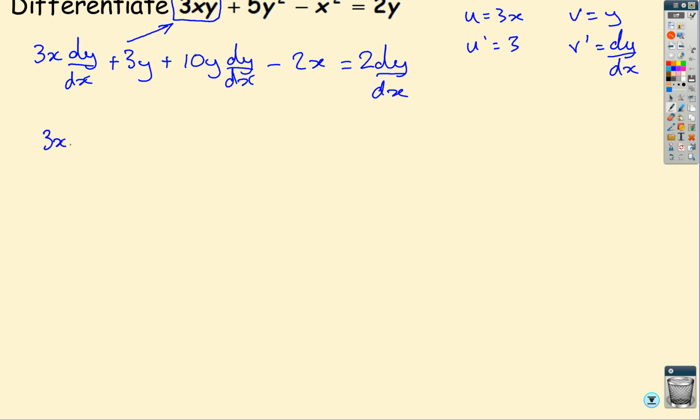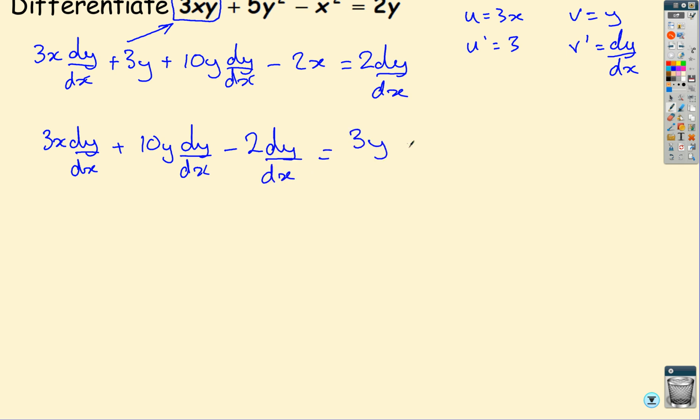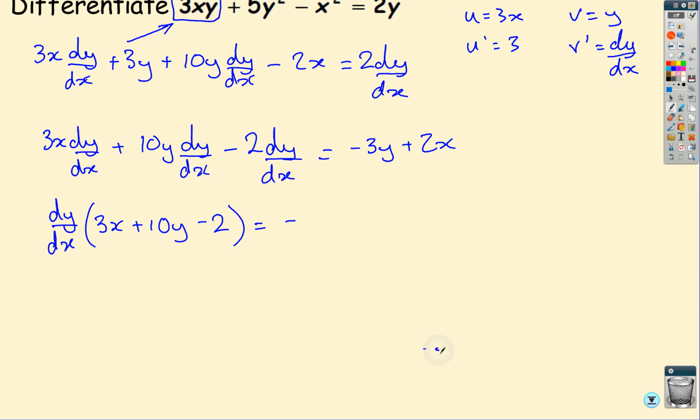plus 10y dy by dx, because the 3y term is going to go to the other side. The take away 2x term is going to go to the other side, but we're going to have take away 2 dy by dx equal to, no, not 3y, get that the right way around, equal to negative 3y plus 2x, or you could write it as 2x take away 3y, won't really matter. Common factor of dy by dx, and we'll get 3x plus 10y take away 2 equal to negative 3y plus 2x, and then divide.